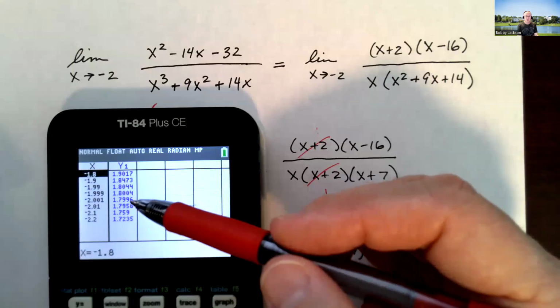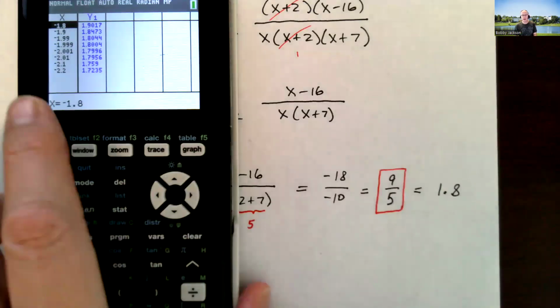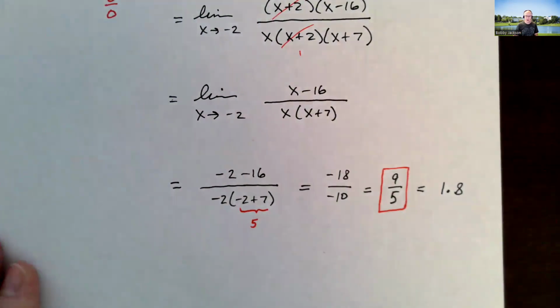In fact, it looks like the limit is in between these two values. So we're good with that. We got 1.8, and that seems to be correct. Okay, hope this helps.